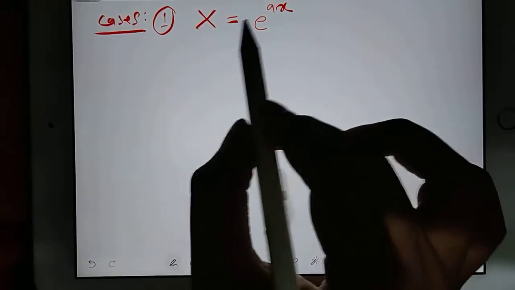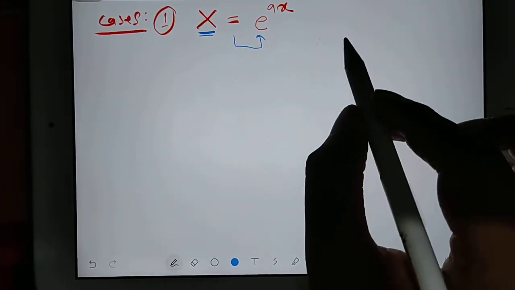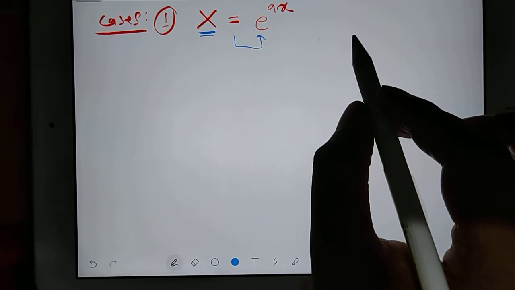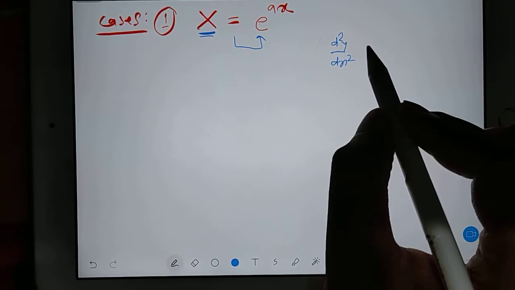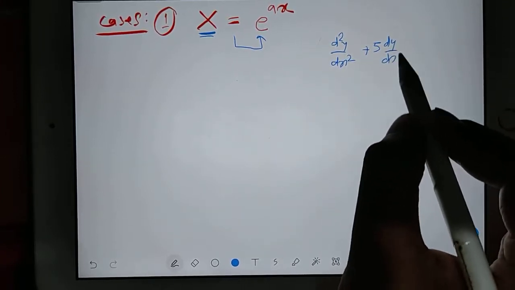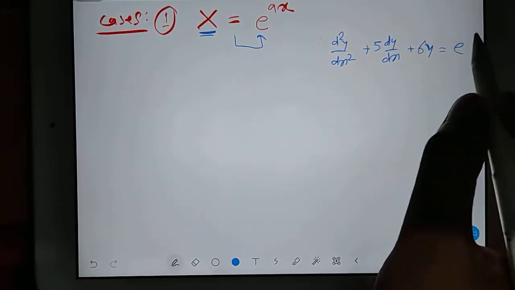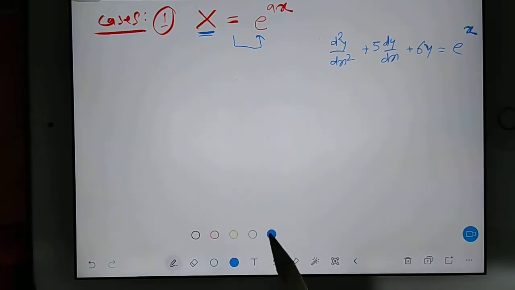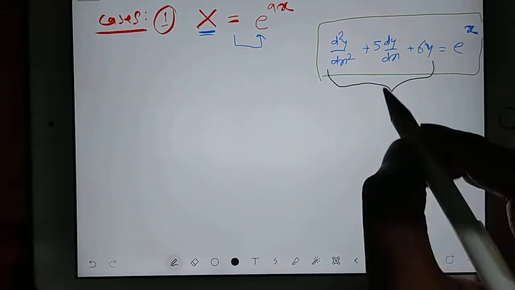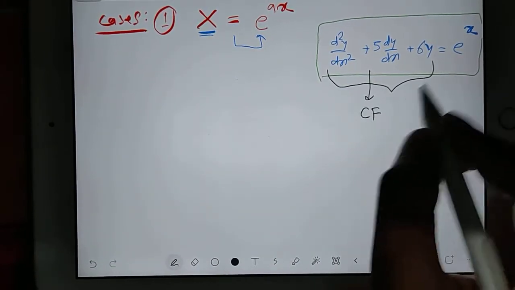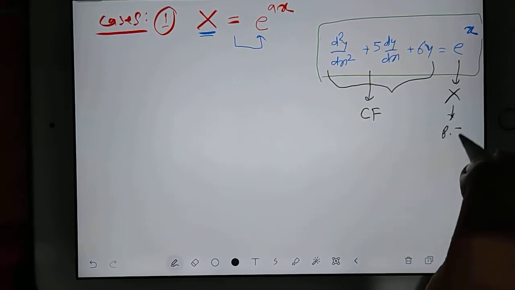So you know this x is coming as e power ax. Okay, there will be some question given, just an example. Take an example like, suppose d2y by dx square plus 5 dy by dx plus 6y is equal to e power x is given. So in this question, this part will help you find the complementary function, and this part, because it is x, will help you find the particular integral.